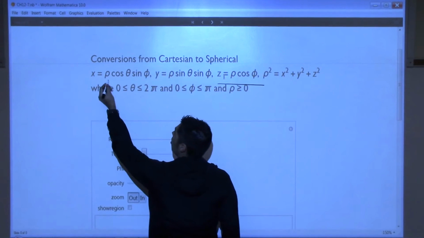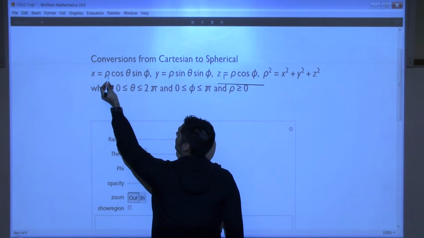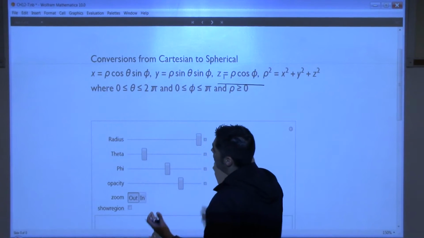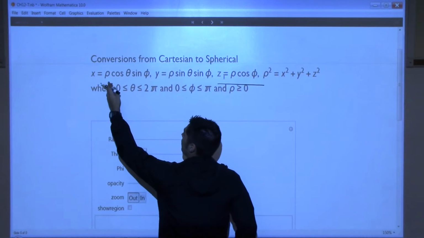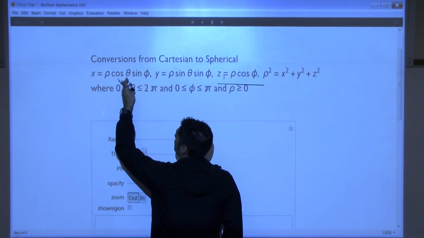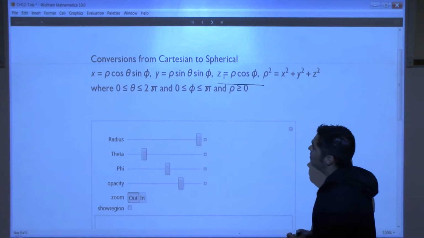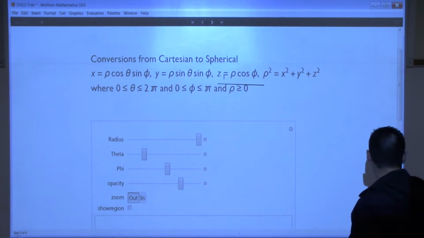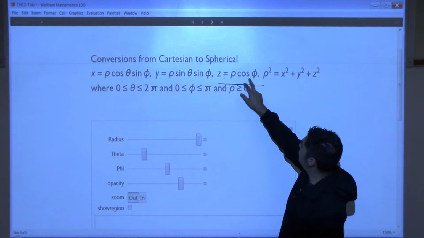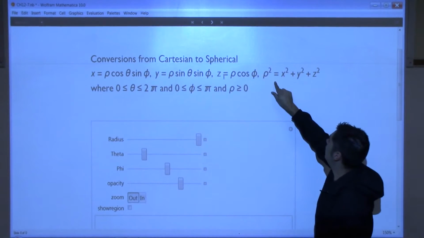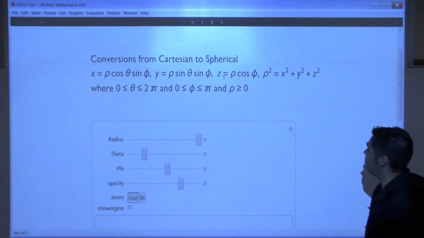Rho is like r, like the radius. So this is like we had r cosine theta back for cylindrical. Well, for spherical, we use rho instead of r. Rho cosine theta sine phi. Y is going to be rho sine theta sine phi. Z is going to be equal to rho cosine phi. And then we have an identity here that rho squared equals x squared plus y squared plus z squared.